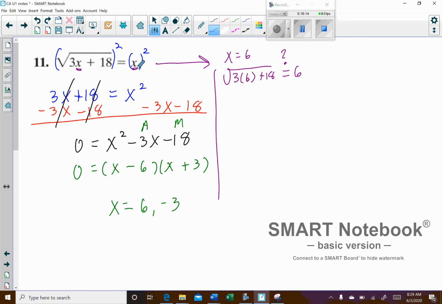And then now we're just checking it. So let's see, we'll get the square root of 18 plus 18, which is the square root of 36, which is 6. So everything checked out.